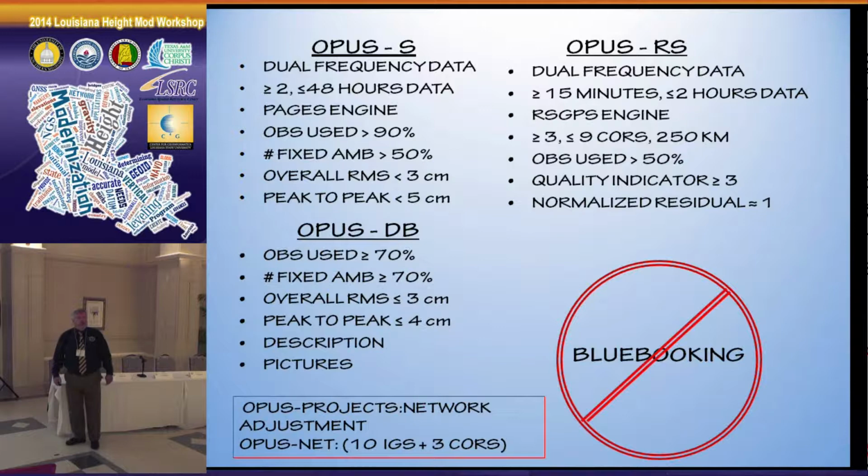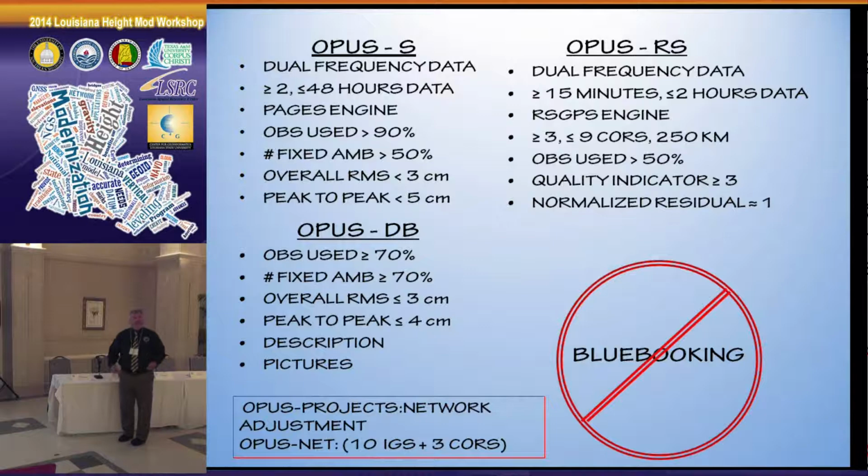And here's your criteria for all those different OPUS programs. Is that the plural of OPUS? I don't know. Anyway, OPUS static: at least 2 hours of data. You can go up to 48 hours, but you only cross midnight once. It doesn't like you going across midnight twice. It uses this particular program, PAGES. This is what you need, 90%. You've got to fix half of them. Here's your overall RMS, your peak to peak. I'll explain peak to peak.